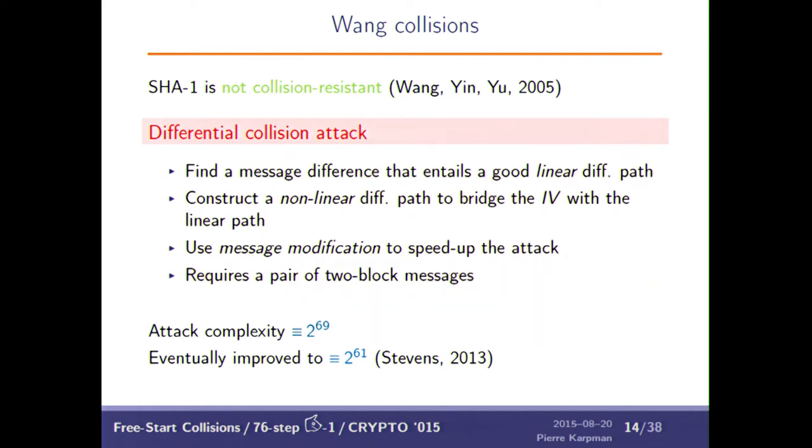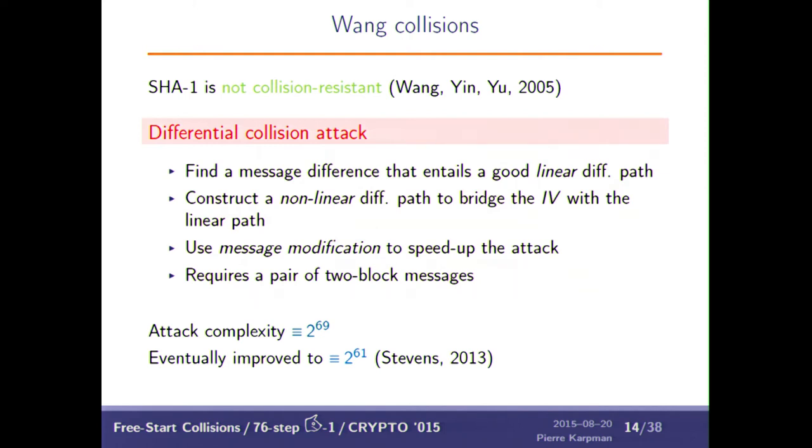But this cannot work for the whole function, so we also need to get a nonlinear differential path at the beginning of the function, especially to connect the linear part and the IV, because otherwise it cannot work. And also a very important feature of Wang's attack is the technique of message modification, which allows to speed up the attack by making the best use of the freedom you have in the message so that the probabilistic part of the attack starts as late as possible.